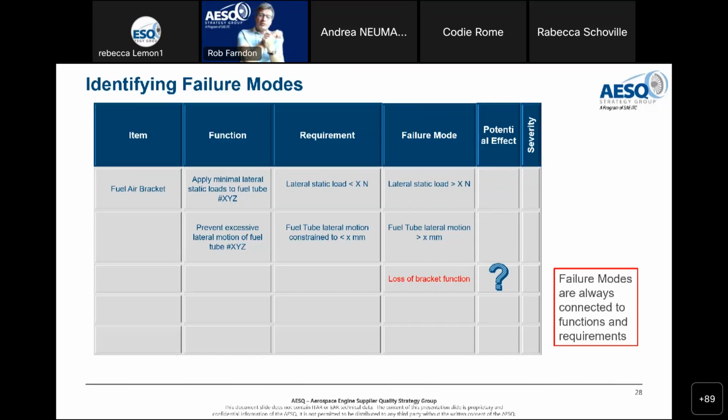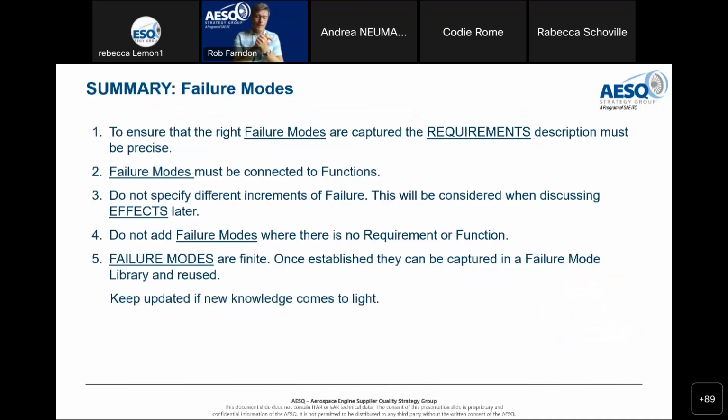But for instance, look at the one in red, loss of bracket function. What does that mean? It doesn't mean anything. Well, it does mean something, but not in the language of the DFMEA. What we're really concerned with, the failure mode, of course, should go back to a function. If it doesn't go back to a function, it doesn't really. So let's try and make sure there's a logical flow from one box to the next. The next slide, please.